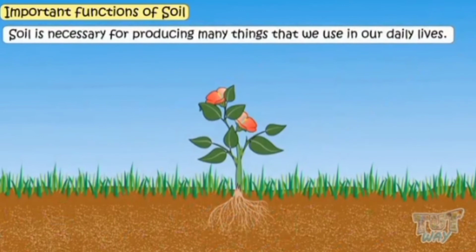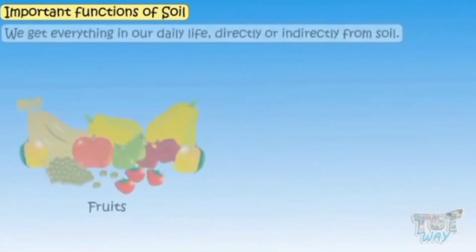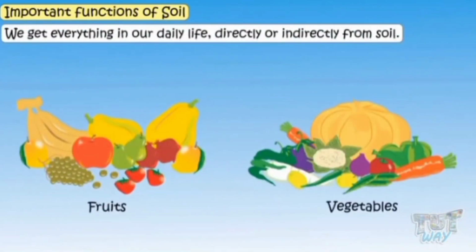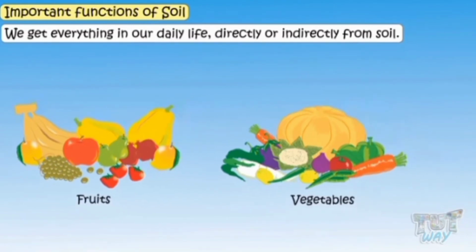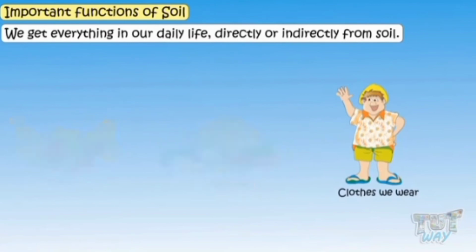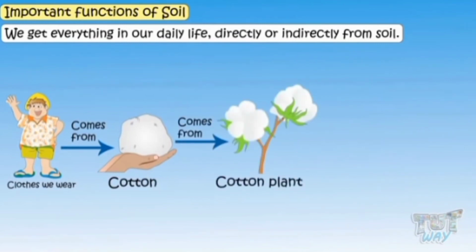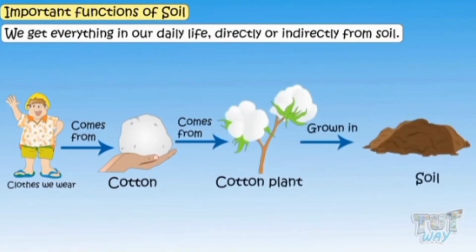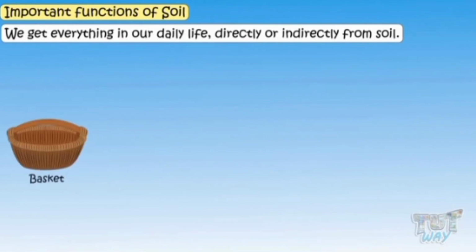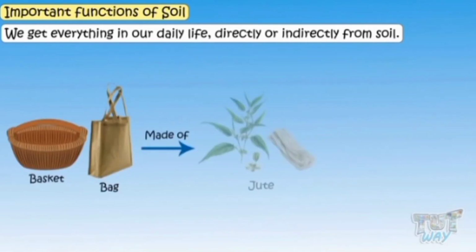Soil is necessary for producing many things, almost everything that we use in our daily lives. All the fruits and vegetables that we eat are supported by soil. Even the clothes we wear. Most of the clothes we wear come from cotton, and the cotton comes from cotton plants, and cotton plants are grown in soil. So many baskets and carry bags are made of jute, and jute too grows in soil.